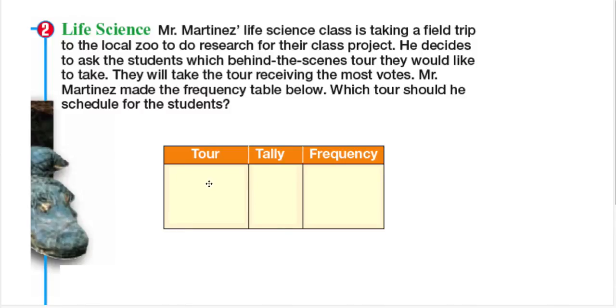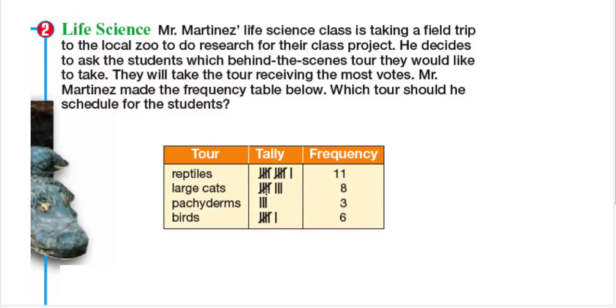If you take a look at the tour column, these are the animals in play in terms of the tours that they might be seeing: reptiles, large cats, pachyderms, and birds. The tally marks for each are also listed. There are 11 people who prefer reptiles, 8 people who prefer to go on the large cats tour, and 6 people who prefer to go on the birds tour. Pachyderms, only 3. By the way, pachyderms are elephants too. So that's how the frequency table looks.